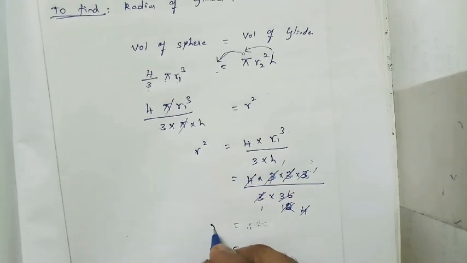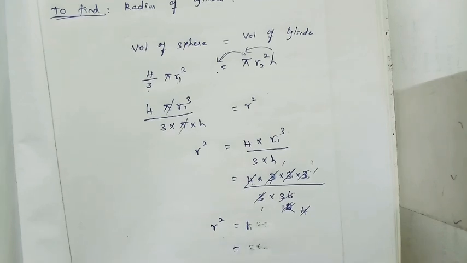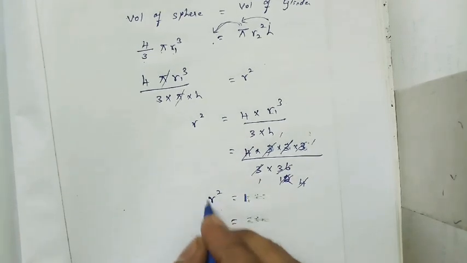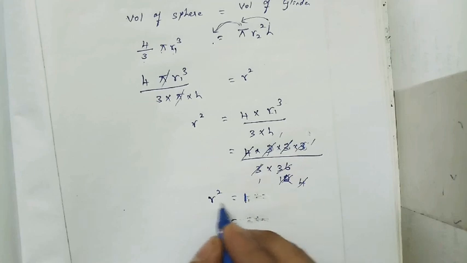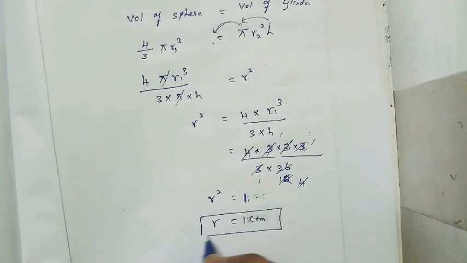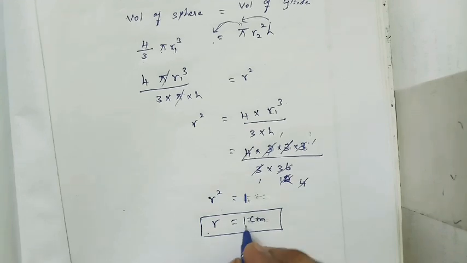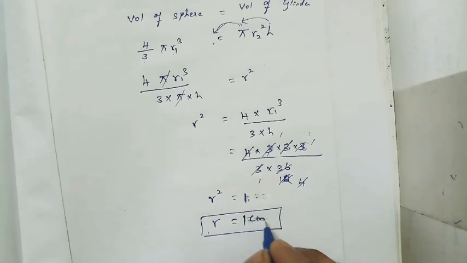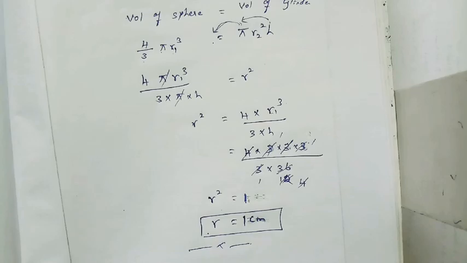So that means R square is equal to how much? 1. But what do we need? Radius R alone is needed, right? So taking square root on both sides, then R is equal to 1 centimeter. Therefore, the radius of the cylinder is equal to 1 centimeter. Radius of cylinder is equal to 1 centimeter, right?